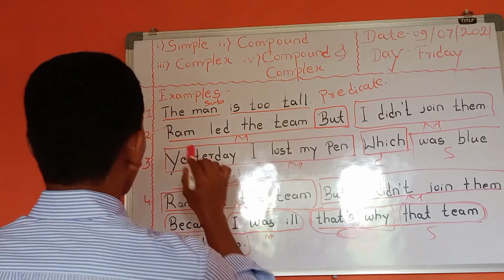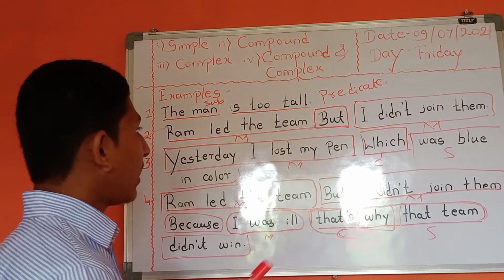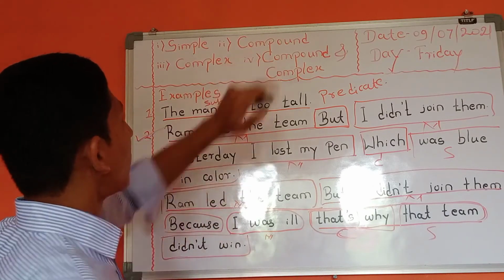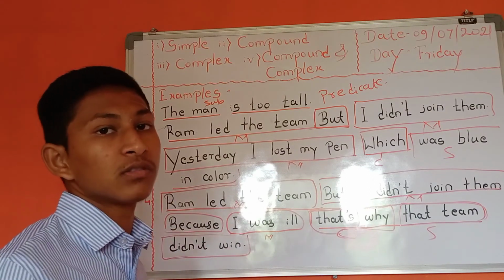I hope you are clear. What is a compound sentence? There will be two main clauses. No subordinate clauses will be there. That's what we call a compound sentence. And in a complex sentence there will be one main clause and one subordinate clause. Okay, that's all.